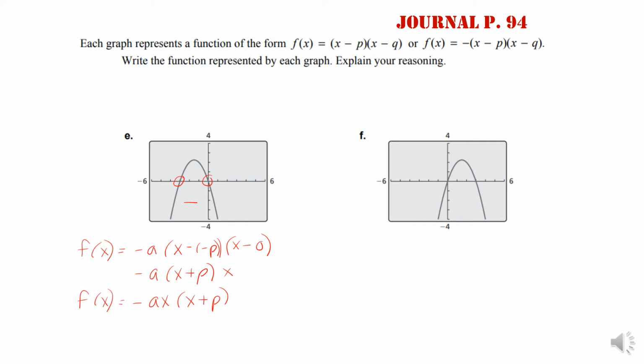Okay? Over here we have one intercept that's 0, we have a negative graph, and we have a positive intercept. So this one's going to be f of x equals negative a x. We already learned what happens when we have a 0, so I'm going to quickly do that. And then x minus q.